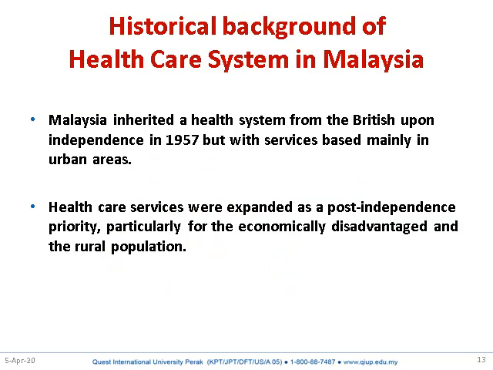Historical background of healthcare system in Malaysia. Okay, Malaysia inherited a health system from the British upon independence in 1957. Okay, but with services based mainly in urban areas. Okay, in 1957 Malaysia got independence from British, so the health system they inherited was followed by British system, focusing mainly in urban areas. Healthcare services were expanded as a post-independence priority, particularly for the economically disadvantaged and the rural population. So after independence, Malaysia government focused more on economically backward, disadvantaged and rural population.